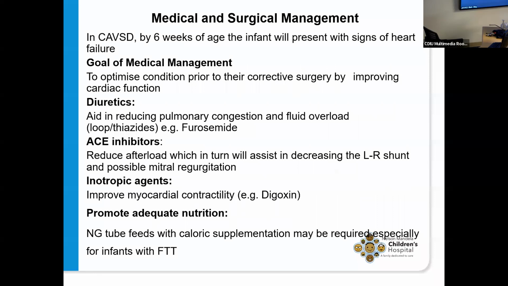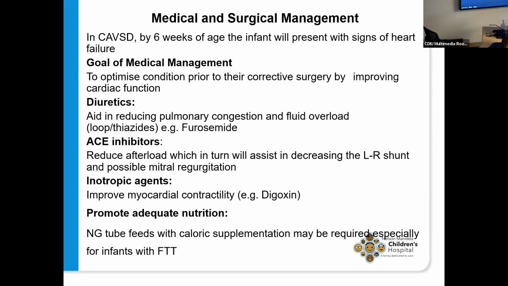For the medical and surgical management of patients with CAVSD, they would present with signs of heart failure by the age of 6 weeks. So the goal of medical management is to optimize their condition prior to the corrective surgery by improving their cardiac function. So the child would be put on diuretics in order to aid with reducing the pulmonary congestion and fluid overload. So they could use either loop diuretics or thiazides. Furosemide is the most commonly used one.